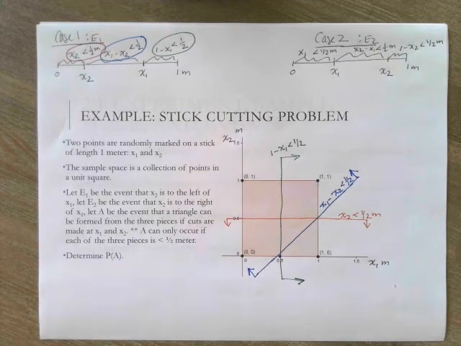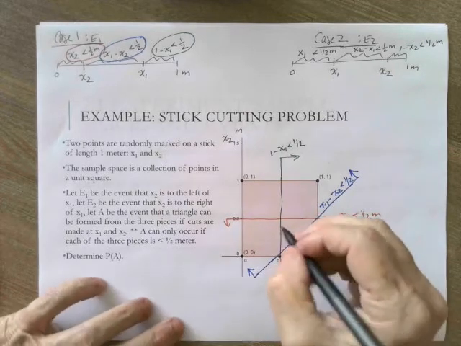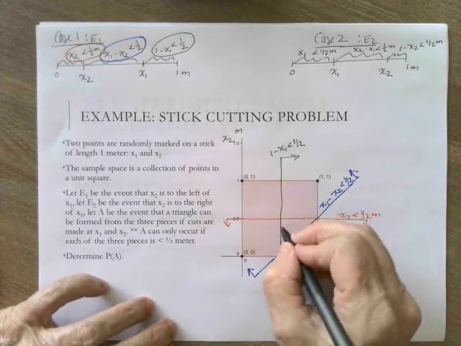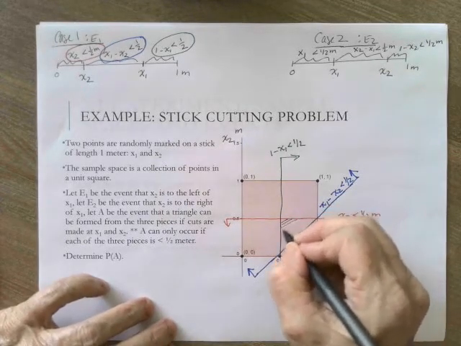And therefore, my sample space for event 1 is going to be the intersection of all of these three color-coded regions right here. And that ends up being, and I'll just shade it right here like this.